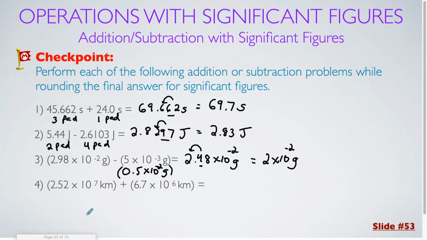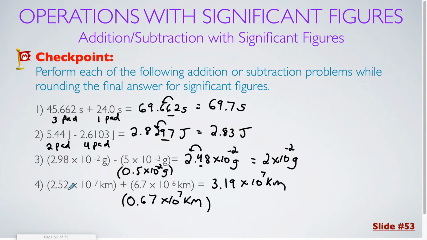All right, for our final example on this slide, we have 10 to the 7th and 10 to the 6th power. So again, we need to slide our decimal in order to make these match. So I'm going to change this to 0.67 times 10 to the 7th power kilometers. And now I can add these two numbers. So when I add 2.52 and 0.67, I end up with 3.19 times 10 to the 7th kilometers.